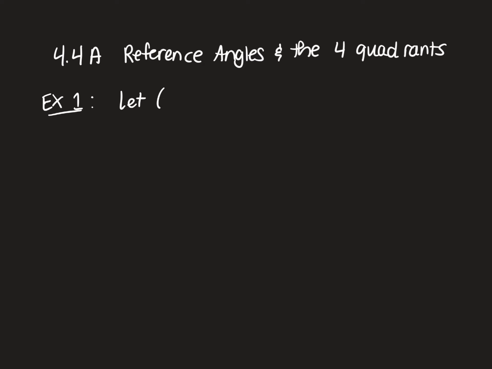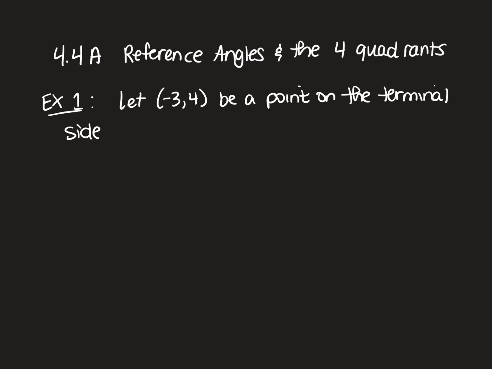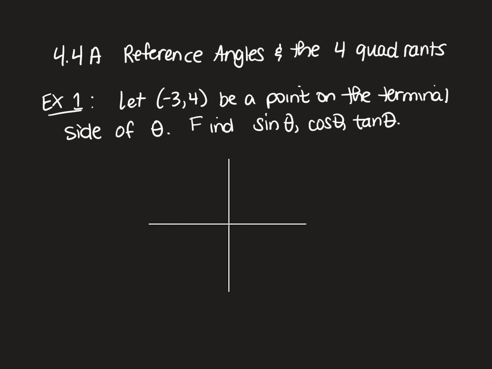So I want to let negative 3, 4 be a point on the terminal side of an angle. So we'll call that angle theta. And what I want to do is find sine of theta, cosine of theta, and tangent of theta. So we're going to start this out by drawing a coordinate plane and plotting the point negative 3, 4. So I'll plot the point negative 3, 4. And that's like right here.